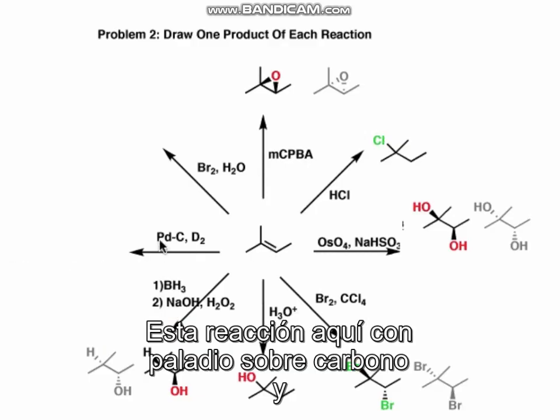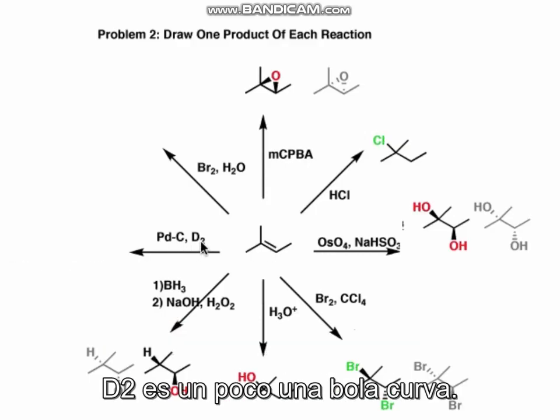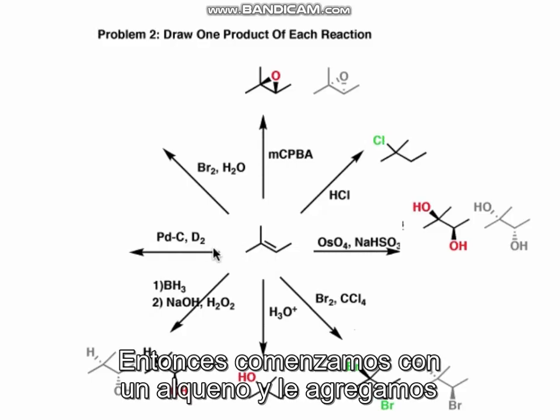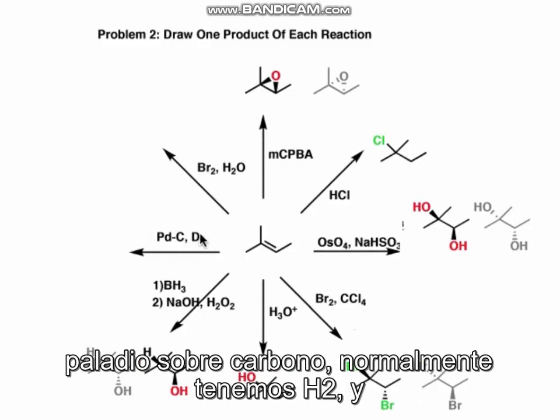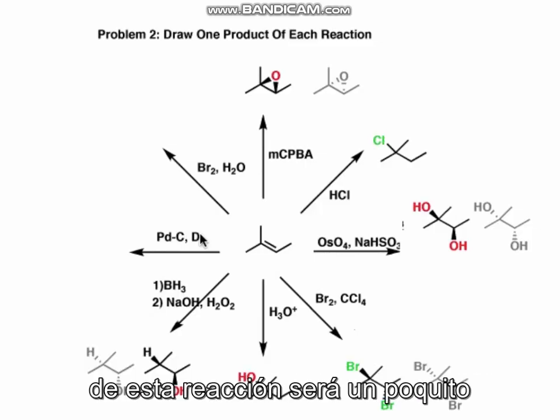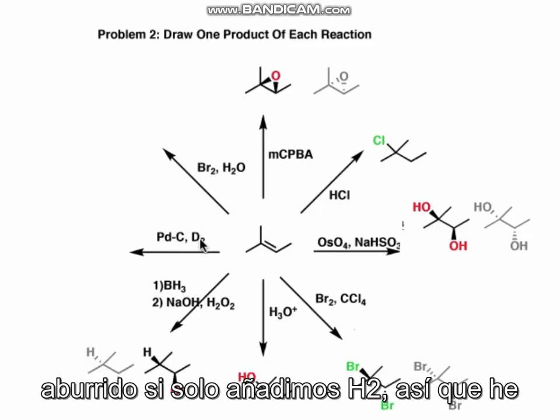This reaction here with palladium on carbon and D2 is a little bit of a curveball. So we're starting with an alkene, adding palladium on carbon. Usually we have H2, and this reaction is called hydrogenation. But the products of this reaction will be a little bit boring if we just add H2, so I've decided to throw in D2 instead.